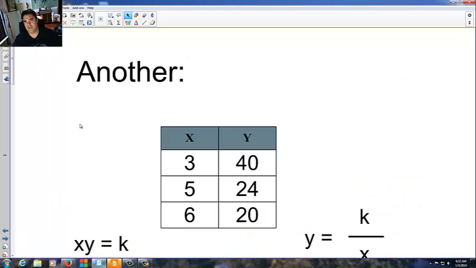Now here's another. Now again, we're not worried so much about the visuals yet. We're just worried about making x and y equal the same thing. So if x is 3 and y is 40, 3 times 40 is 120. 5 times 24 is also 120. 6 times 20 is also 120. All three have to equal the same amount. If they're not, it's not a constant, and it's not going to work. It won't be an inverse variation.